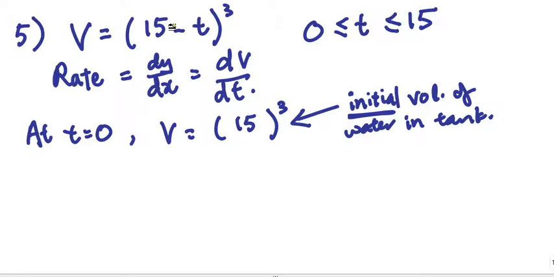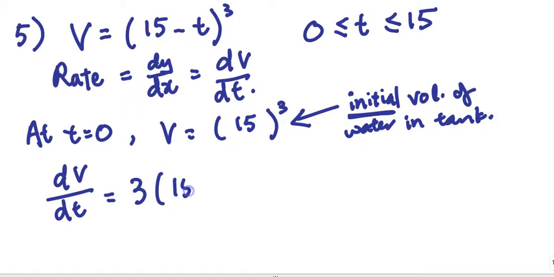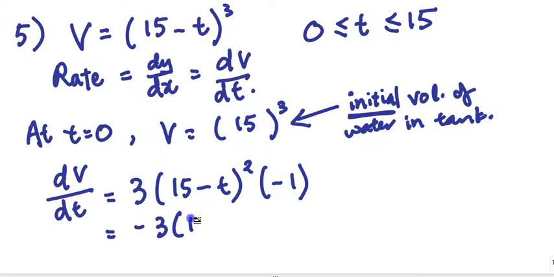Now let's go on to find the rate at which the water leaves the tank. We will need to find the rate by taking dv over dt. And to do this, it is actually quite simple. We move the power down, power minus 1, remember to differentiate inside. And you actually get negative 3 times (15 minus t) squared.